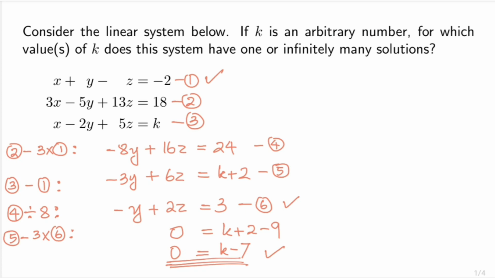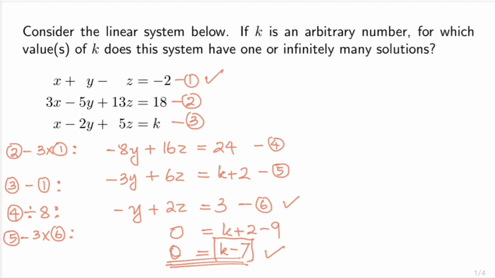Having reduced our system to these three, what conclusions can we draw? Well, the first conclusion is that in place of z, we now have 0 equals k minus 7. And 0 is equal to 0. 0 cannot be equal to anything else. So if 0 is equal to something, it must be equal to 0. That means that what we have here as k minus 7 must be equal to 0. If it's not equal to 0, our system is going to be inconsistent.